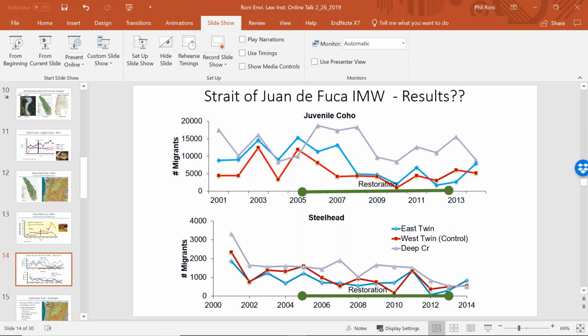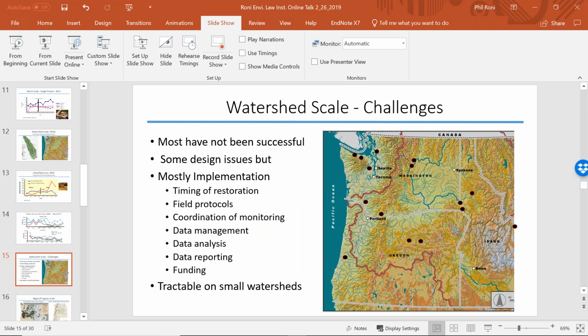And that is pretty consistent with most of these intensively monitored watersheds. Most have not been successful. There's a couple of really highly successful ones. But most of the challenges have not so much been on design, but on the implementation. It's trying to control the timing of the restoration. As you see in that previous example, it'd be ideal if all the restoration occurred in 1 year, but typically when you're working across a watershed, it may take several years to get the restoration or the mitigation completed.